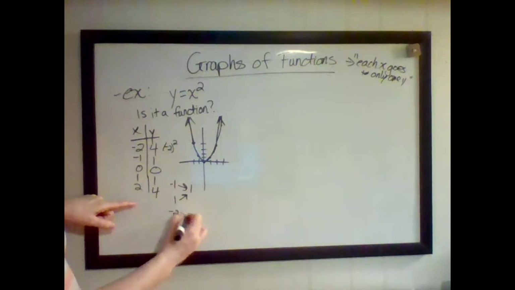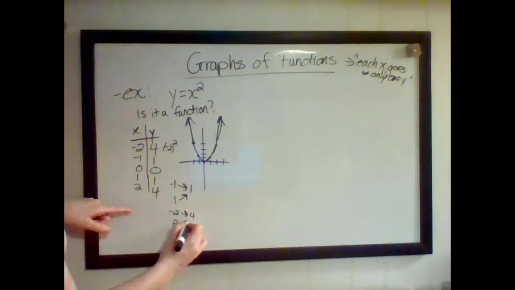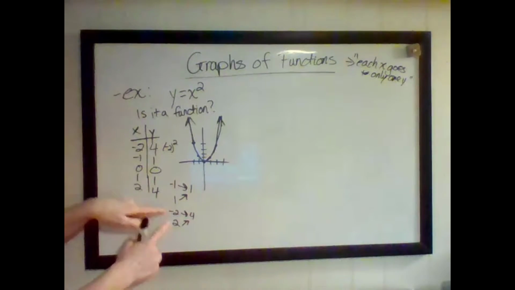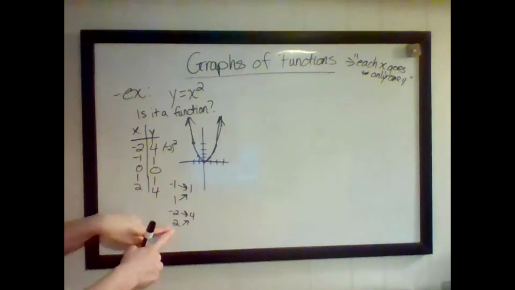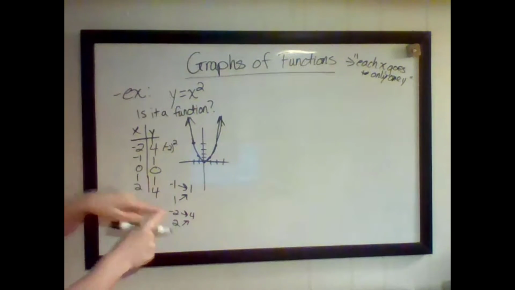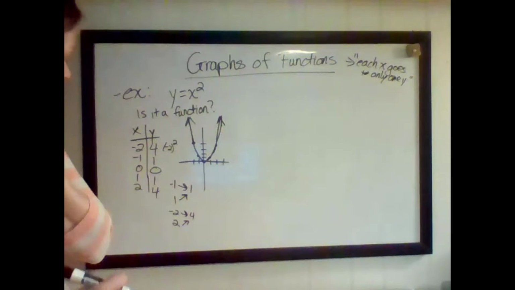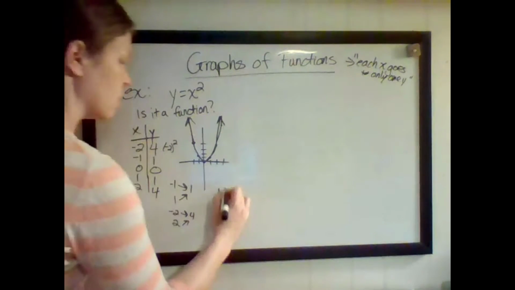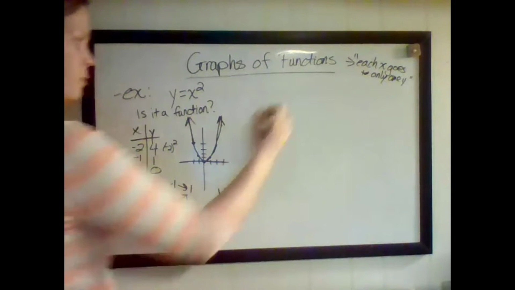Same with -2 goes to 4, and +2 goes to 4. Even though they both go to 4, this x only goes to one y. This x only goes to one y. It's okay if multiple x's go to the same y. It's just that each x can only go to one thing. So yes, this is a function.